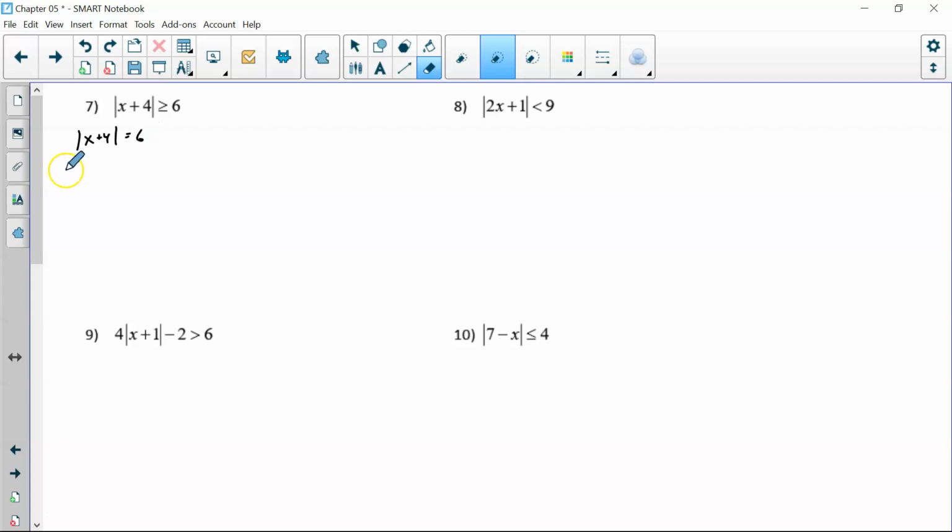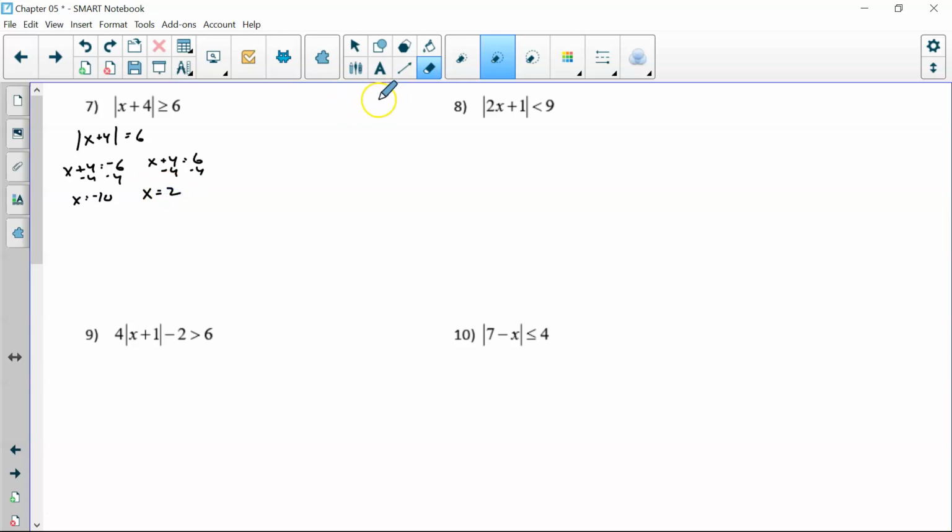So we solve each part. We set equal to -6 and +6, our two equations. X plus 4 equals -6, x plus 4 equals +6. Subtract 4 from both sides, x equals -10. Subtract 4, x equals 2.